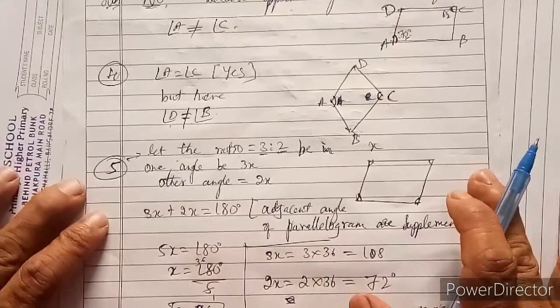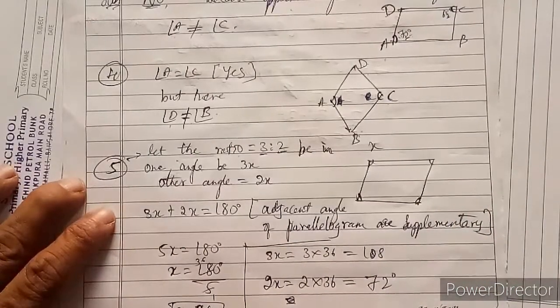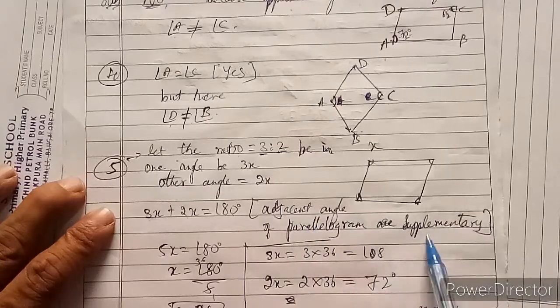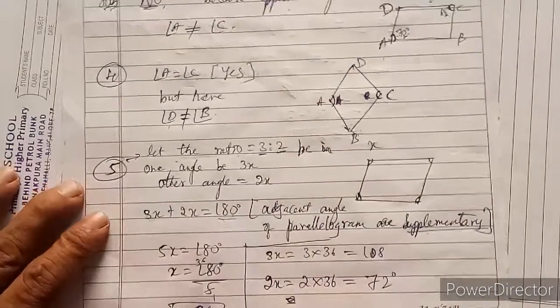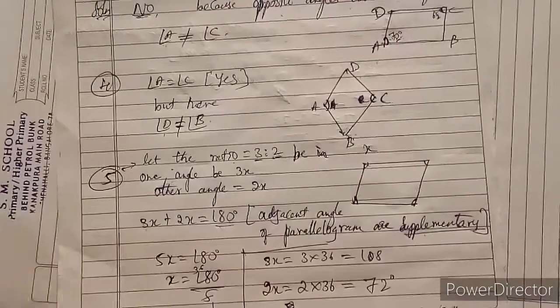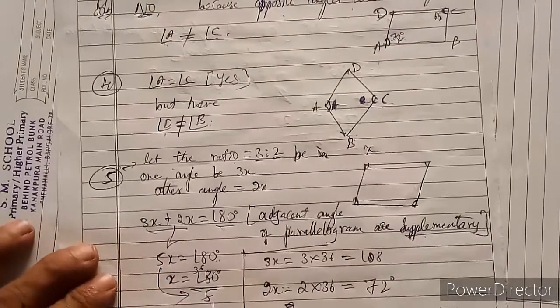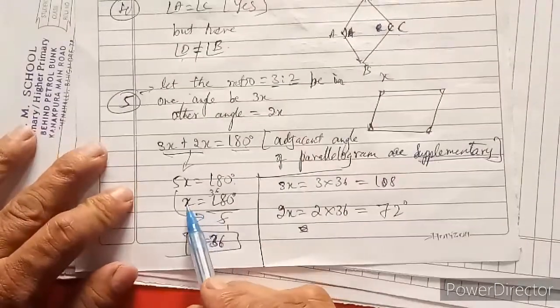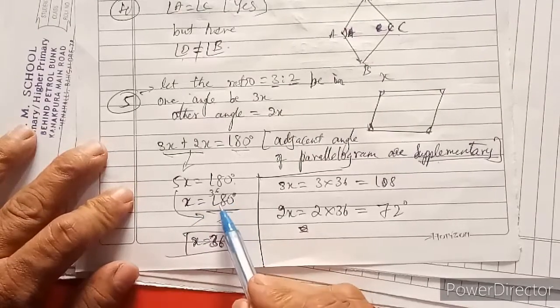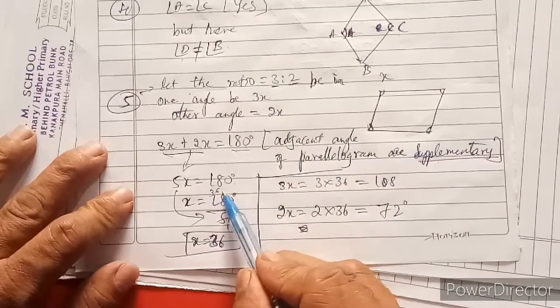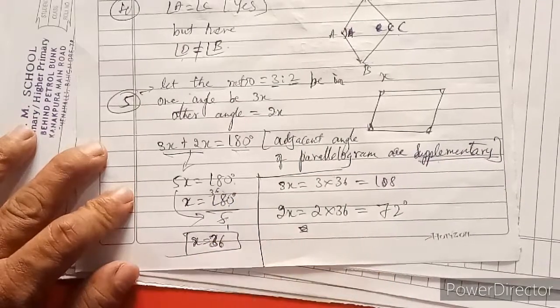One angle will be 3x and another angle will be 2x, and we know that 3x plus 2x is equal to 180 degrees because adjacent angles of a parallelogram are supplementary, that makes adjacent angles 180 degrees. 2x plus 3x is 5x. 5x is equal to 180 degrees, and if I transpose 5 to the denominator, 180 divided by 5: 5 ones are 5, 5 threes are 15, 18 minus 15 is 3 left, 3 and 0 is 30, 5 sixes are 30, and x is equal to 36 degrees.